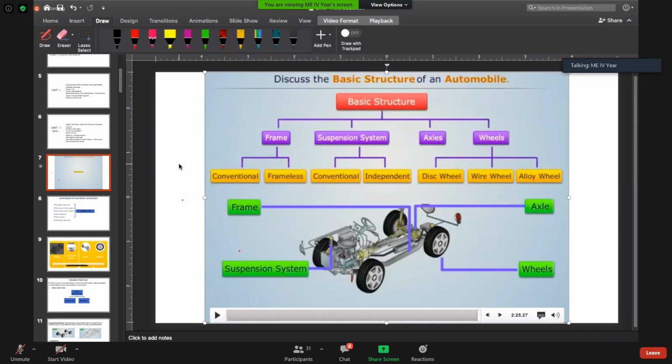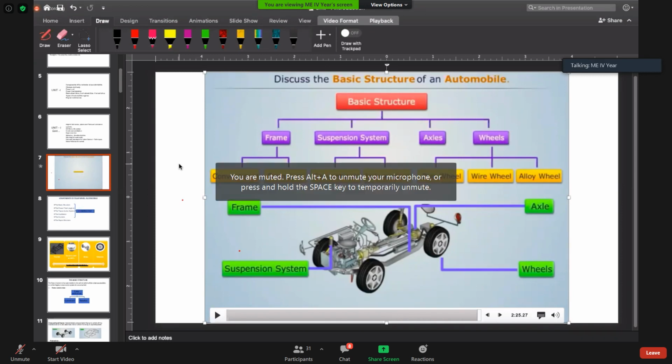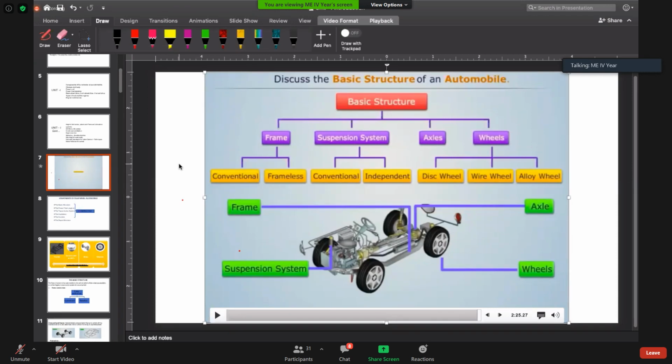The screen I'm keeping here is giving a brief idea of all that is shown in the video. This is a 10 marks question for your university examination: discuss the basic structure of an automobile. Then you have to discuss all the points that are discussed in this video. So make a brief note of it. I'll ask 3 to 4 students from the class to discuss it.